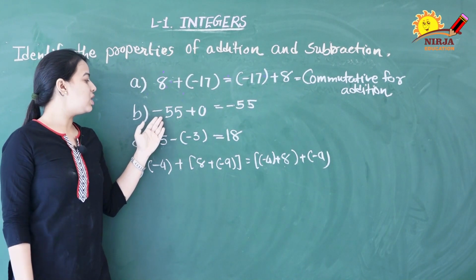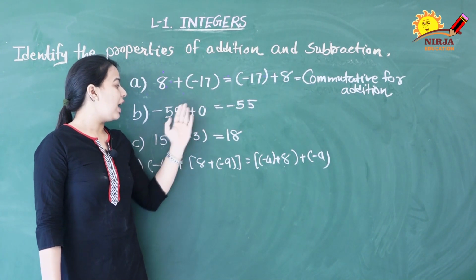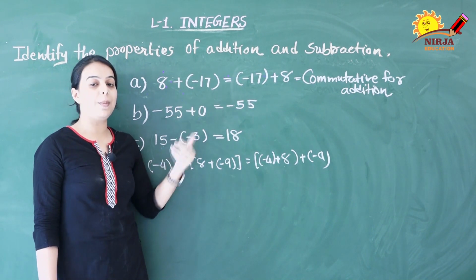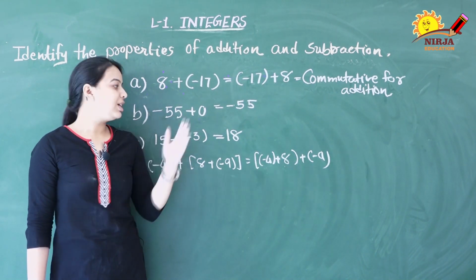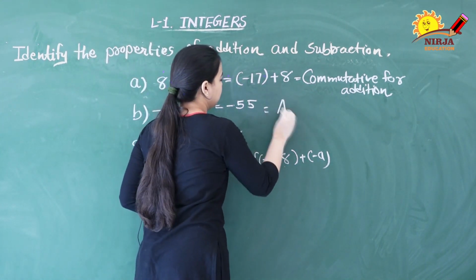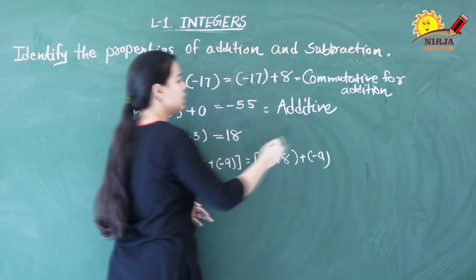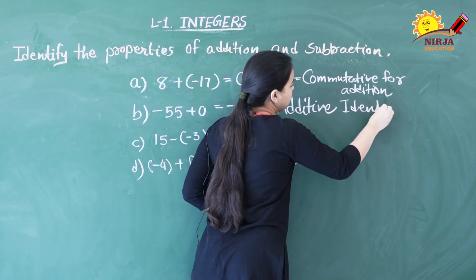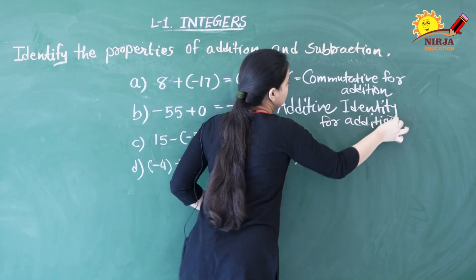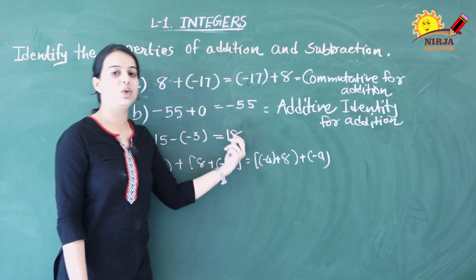Second one is minus 55 plus 0 is equal to minus 55. That means if we add 0 to this number, we get the number itself. And which property is this? This is the additive identity for addition. Next one is 15 minus minus 3 is equal to 18.